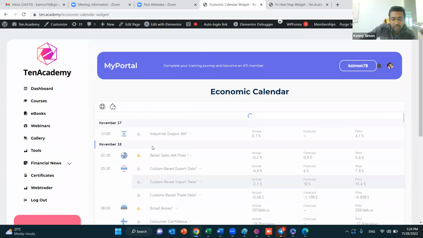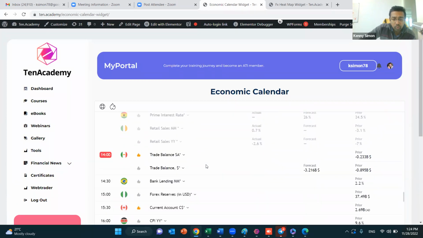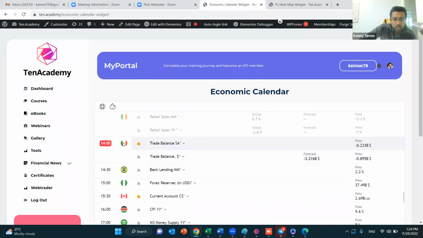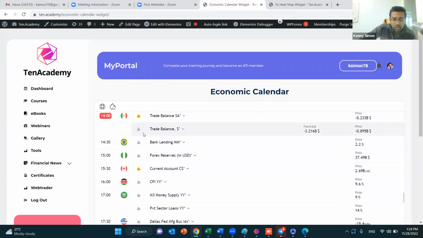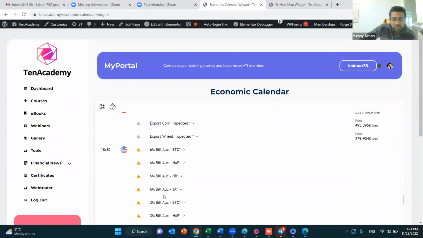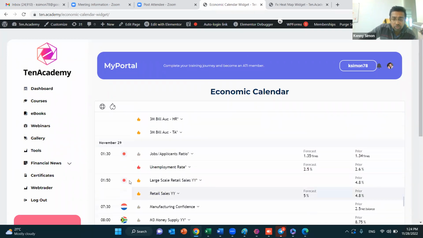So you've got November 28th right here. As we scroll downwards, we have got, I think that's Mexico, if I'm not mistaken. And we have got more data to be released until tomorrow, but tomorrow we have got more relevant ones. So we have got the unemployment rate from Japan. That would definitely create a little bit of momentum and volatility for the Japanese yen, of course, and for the yen crosses in general.